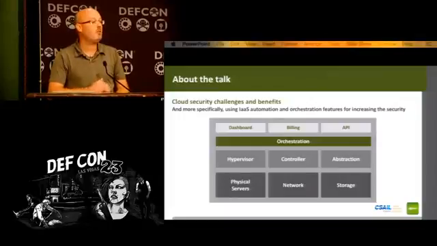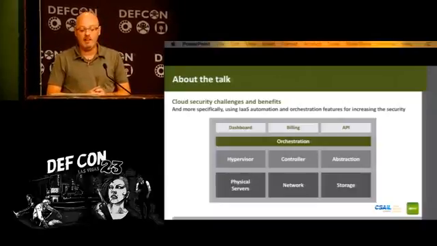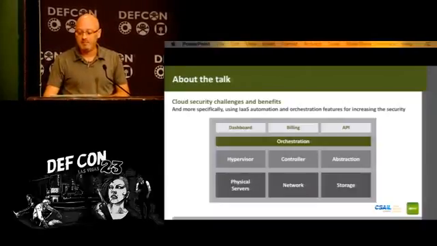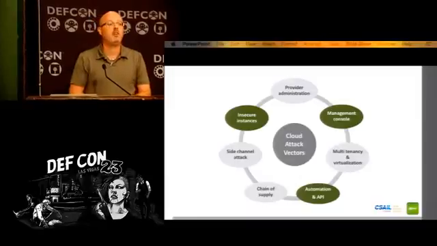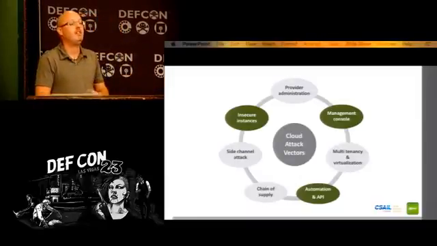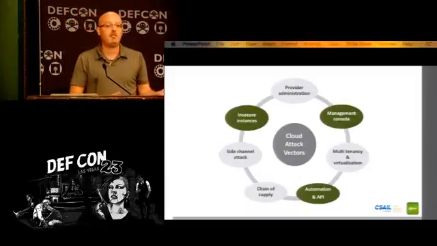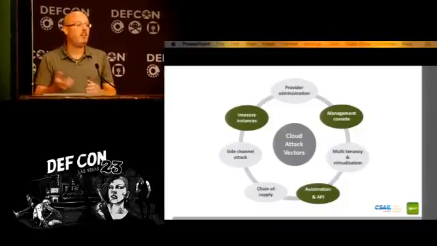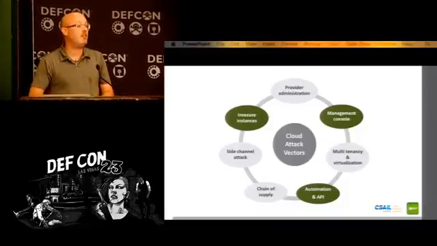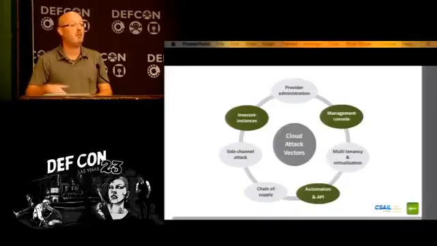So we want to focus on how to use orchestration in order to increase the security in IaaS environments. And why do we need this talk? I mean, what has changed? What are basically the attack vectors that we're talking about? What you see here are the attack vectors that are either unique to cloud or, most of them, simply amplified by the different cloud characteristics.